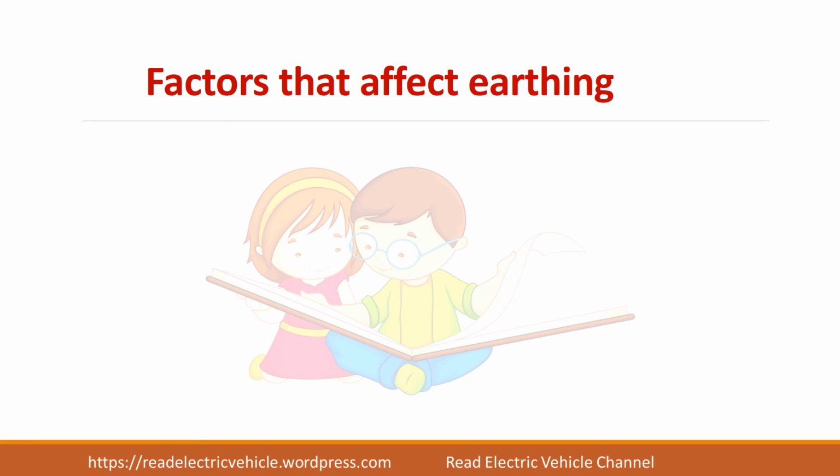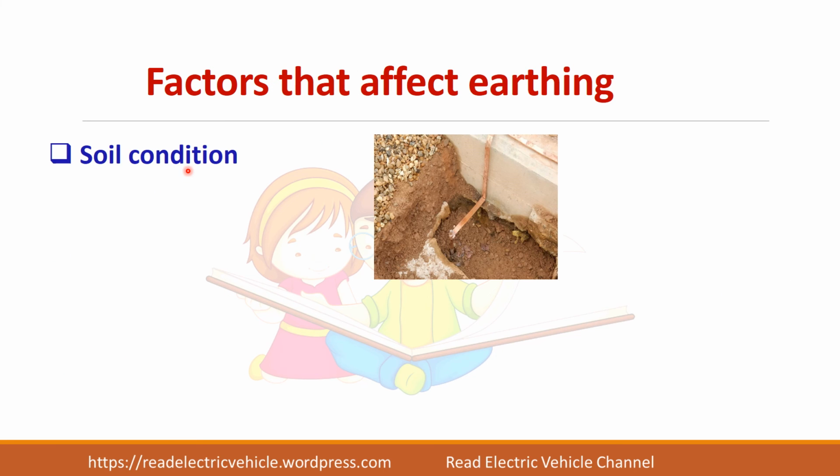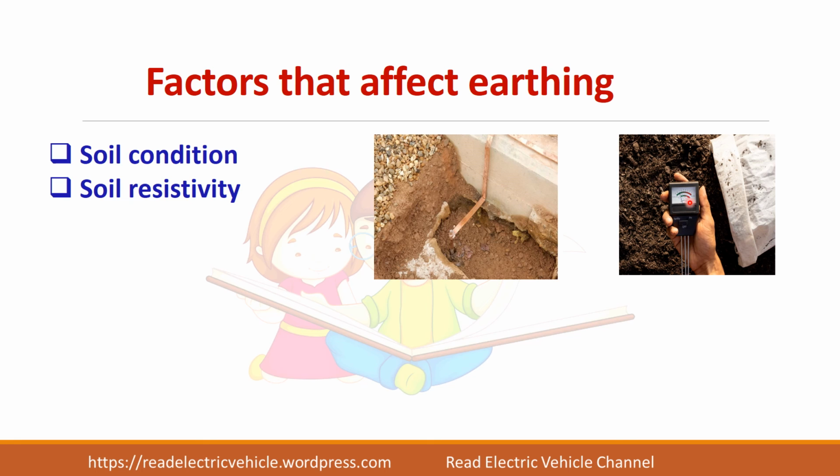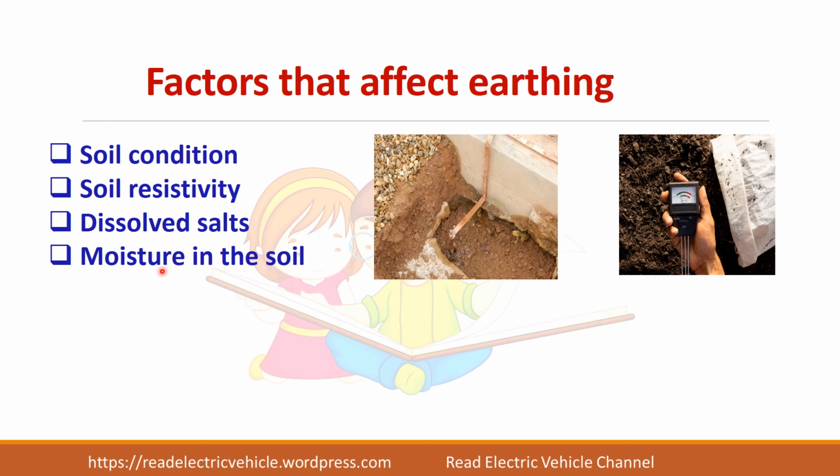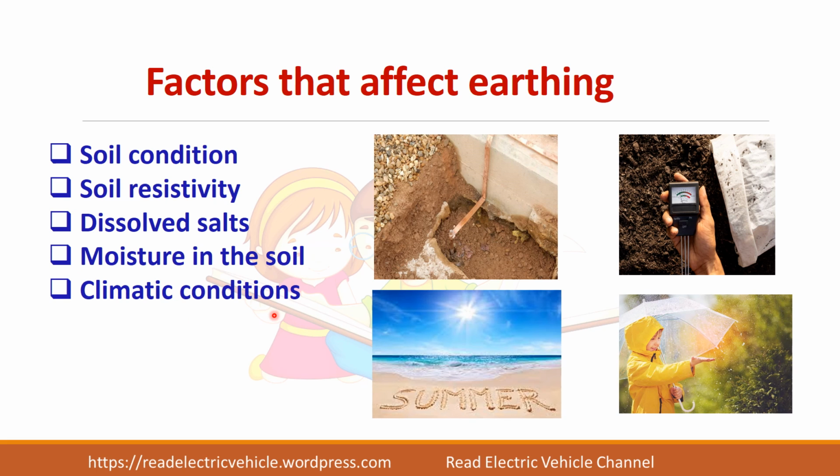Next, let us see the factors that affect earthing. First thing is the type of soil, which will determine the earth resistance. Then the soil resistivity. Then dissolved salts in the soil, whether it will be corrosive or non-corrosive. And the moisture content in the soil, because this also affects the earth resistance, whether it is dry or wet. Depending upon that, earth resistance will change. Then the climatic conditions and location of the earth pit.